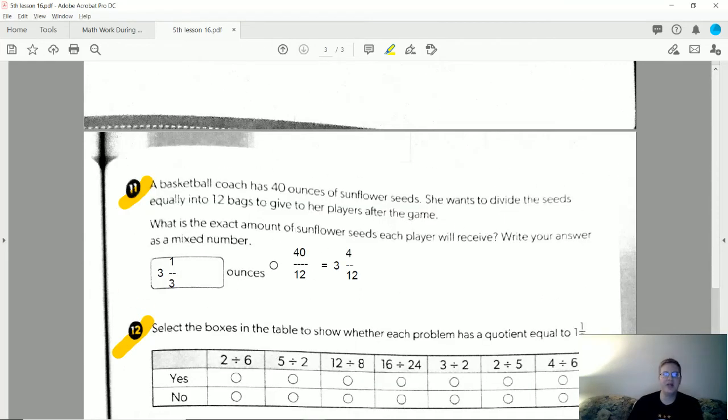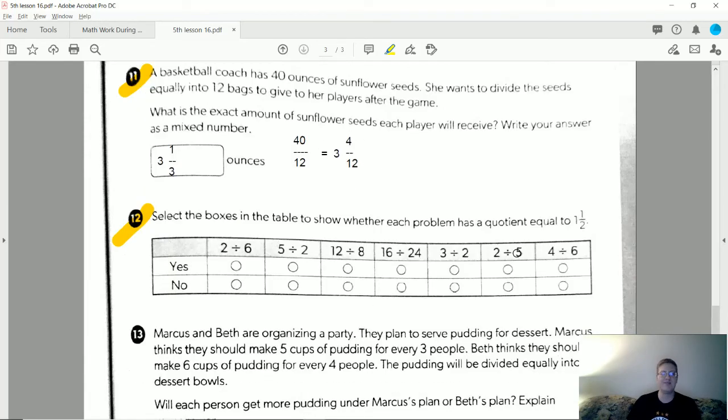Number 11, I've gone ahead and written out the steps here. So I started with changing our 40 ounces divided by 12 into a fraction, and then I made it from an improper fraction to a mixed number. So I get 36 for 3 times 12, plus 4 gives me 40. So I have 40 parts over 12. 3 and 4/12 would change to 3 and 1/3. And so the answer would be 3 and 1/3 ounces.